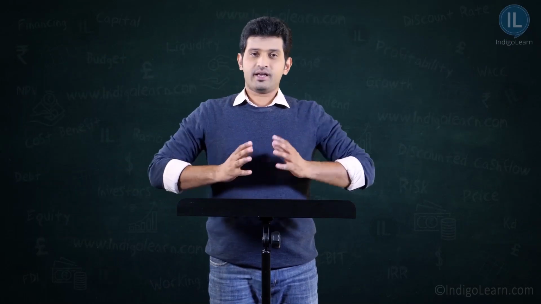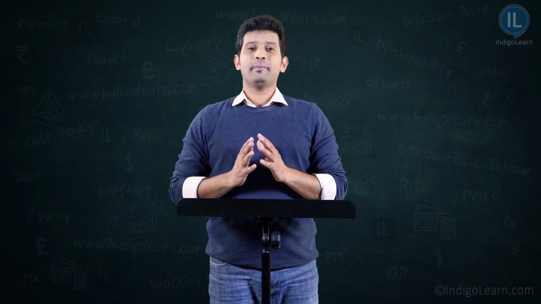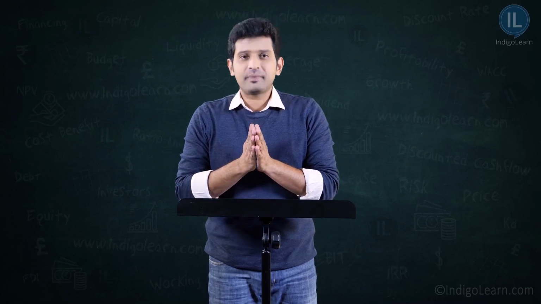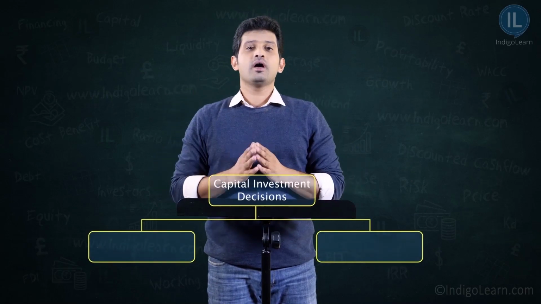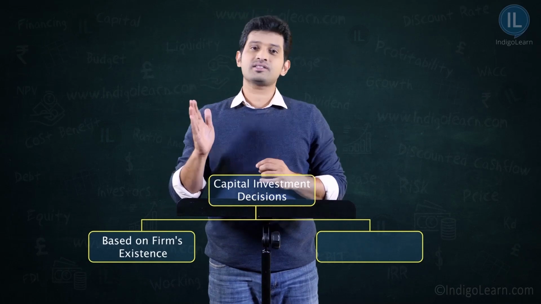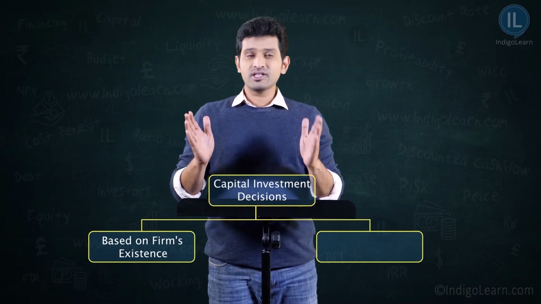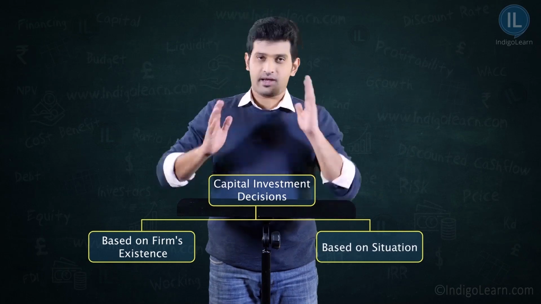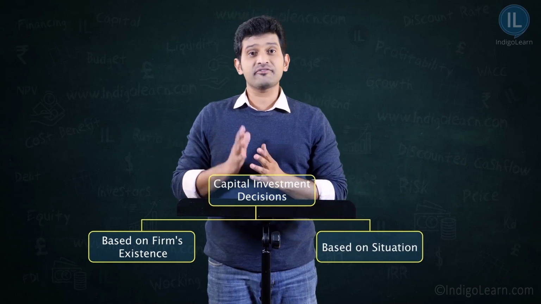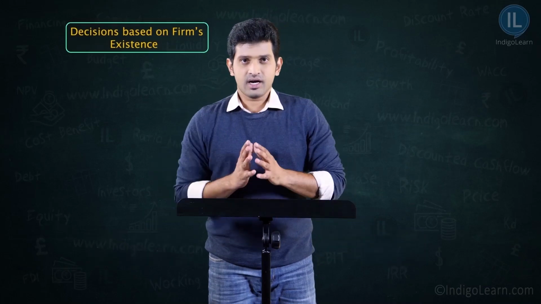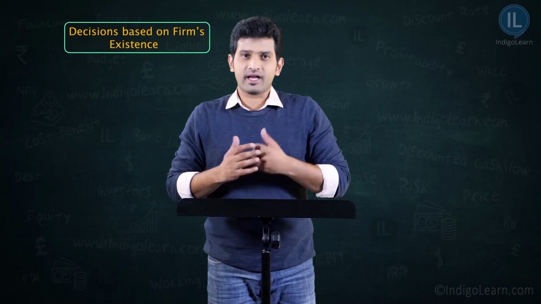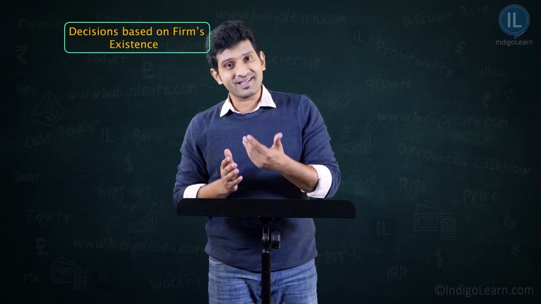Let's move to the next area, that is the types of capital investment decisions. The capital investment decisions are classified basically into two types. The first one is on the basis of the firm's existence, the second one on the basis of the decision to be taken. Let's see firstly what are the types of decisions on the basis of the firm's existence. That is, a firm already exists, and then what will be the decisions to be taken on the basis of the existence of a firm.